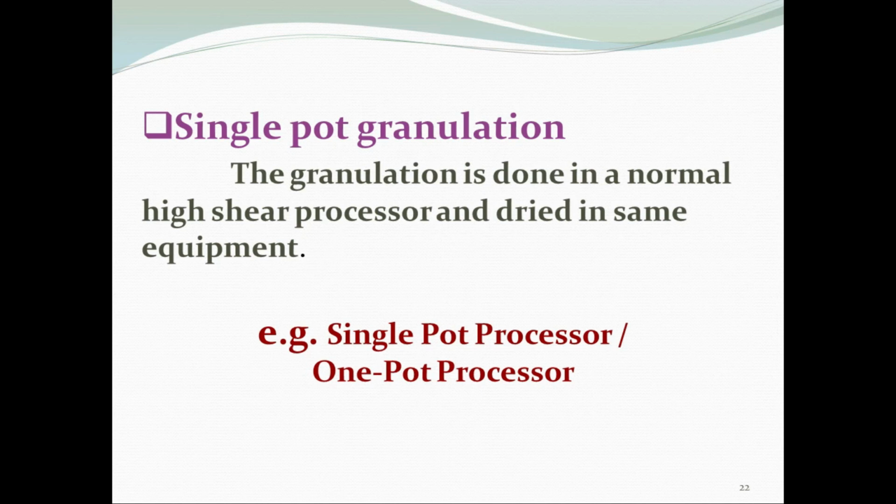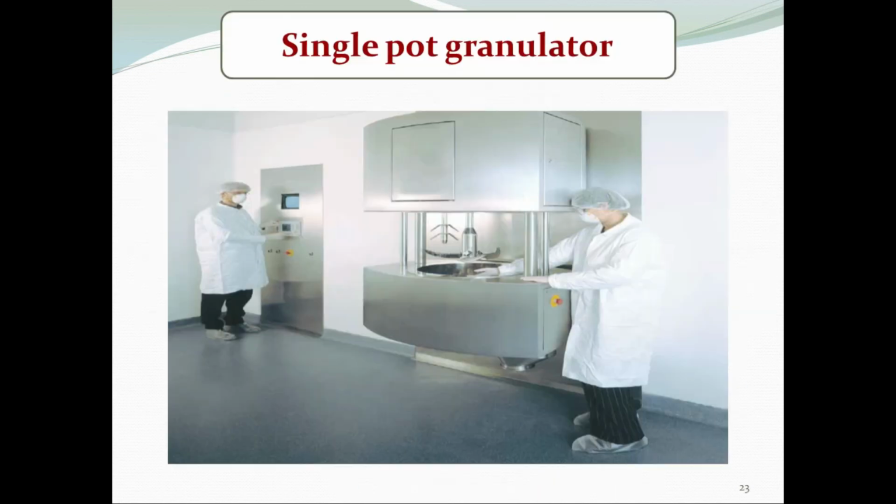Then what is single pot? The granulation is done in a normal high shear processor and dried in the same equipment. Whatever granulation we prepare in our lab, we prepare it in a mortar and pestle. Similarly, we can do the granulation in a single pot and dry it in that same pot only. That particular method we call single pot granulation.